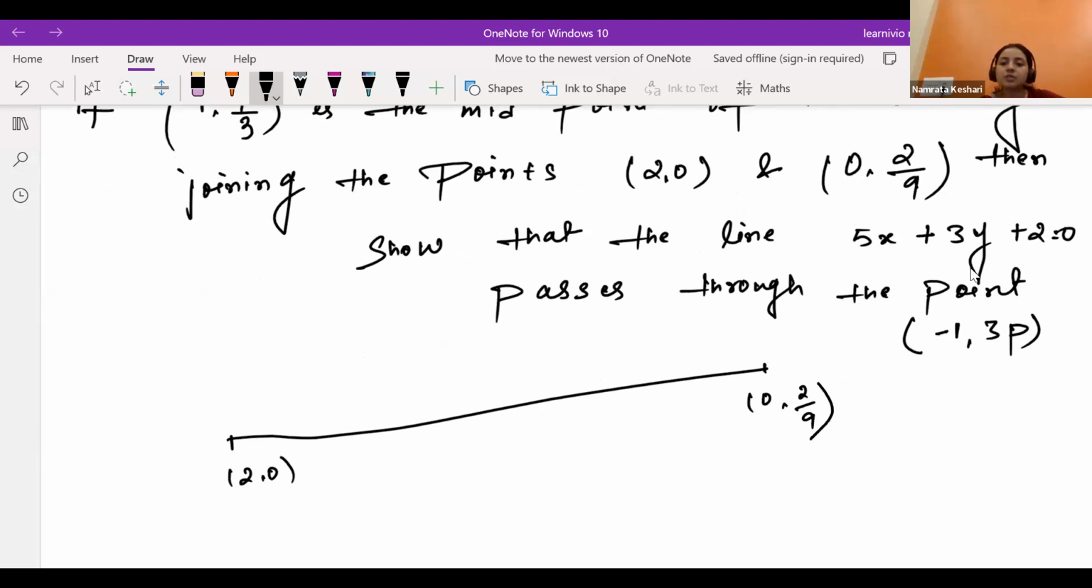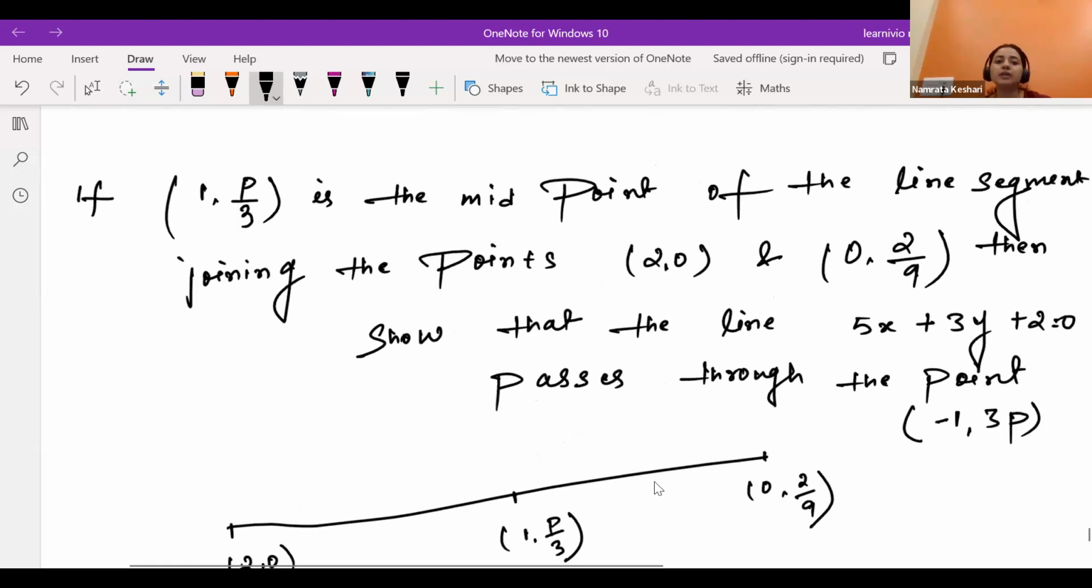And what is the midpoint? Midpoint is 1 comma b by 3. This is the midpoint of the line joining the point 2 comma 0 and this. We know the midpoint formula. You all understand Hindi as well? Yes. Anyone who doesn't know Hindi? Okay, everyone.